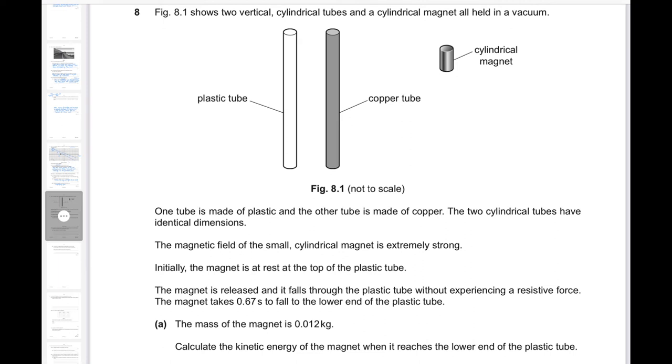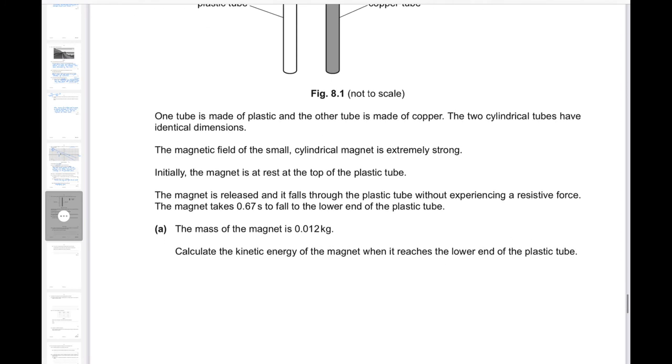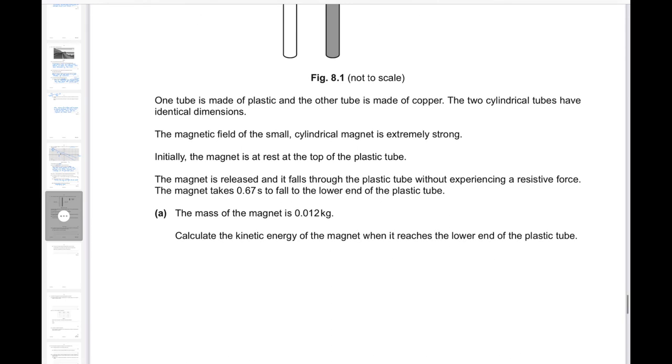Initially, the magnet is at rest at the top of the plastic tube. The magnet is then released as it falls through the plastic tube without experiencing a resistive force. The magnet takes 0.67 seconds to fall to the lower end of the plastic tube. The mass of the magnet is 0.012 kg. Calculate the kinetic energy of the magnet when it reaches the lower end of the plastic tube.